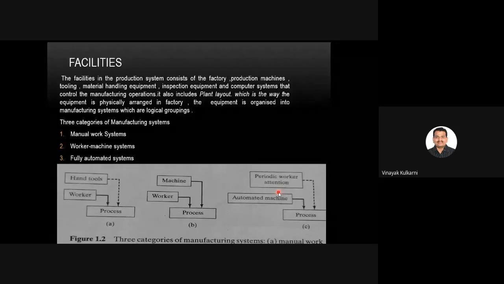Two levels of automation can be identified: semi-automated and fully automated. In a semi-automated machine, the machine performs a portion of the work cycle under some form of program control, and a human worker tends to the machine for the remainder of the cycle. That is, there is some part where the human worker has to do the work. That is semi-automated.